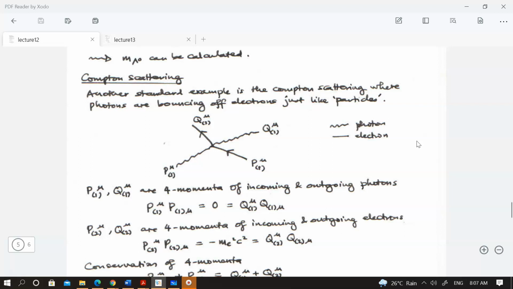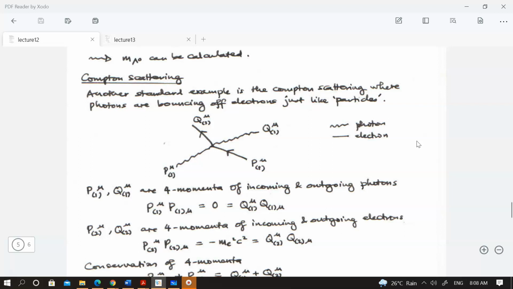First we have the incoming particles, whose four-momenta are denoted by P. There will be two of them in this particular case, one for the photon and one for the electron. The four-momenta for the particles after the collision are denoted by Q. Again, the one with the subscript 1 is the photon with the wiggly line, and the solid straight line is for the electron.